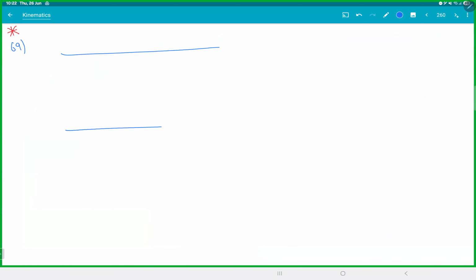So we got a river here. Now, if you actually think about a river, rivers don't flow with constant speed.